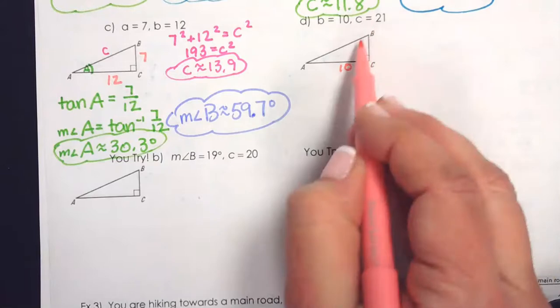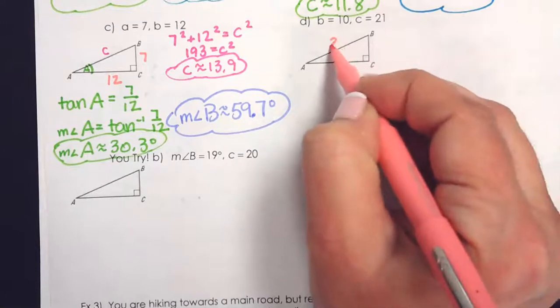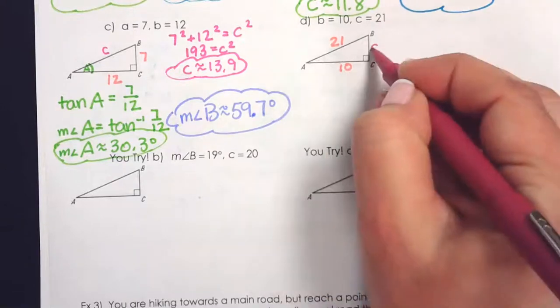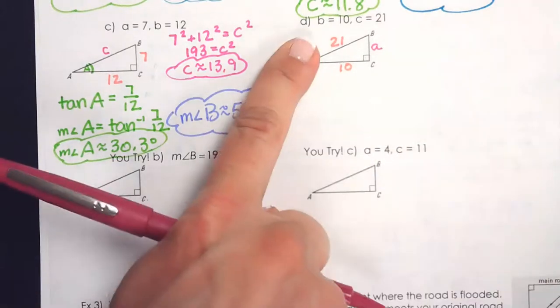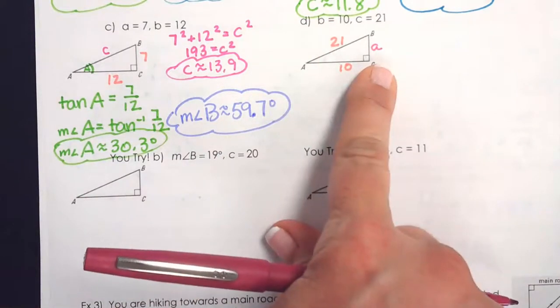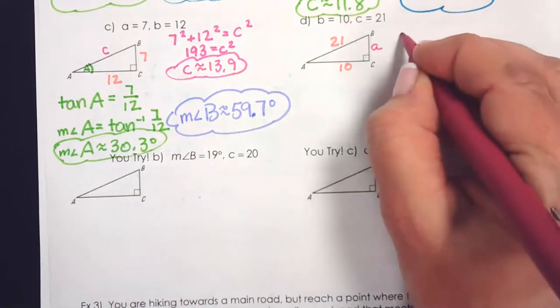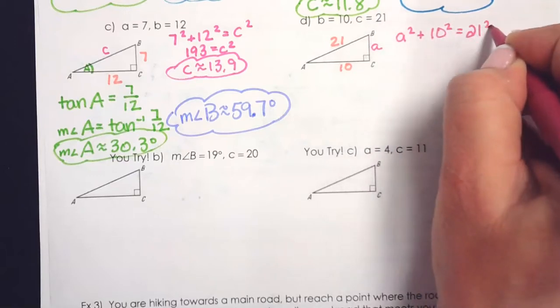All right, so letter D, we have that side B is 10. So across from angle B is side B, which is 10, and side C is 21. Once again, we could start by finding side A, because we know two of the three sides in the right triangle, but we are not going to say 21 squared plus 10 squared equals A squared. The hypotenuse has to be that C. Which one is the hypotenuse? The 21. So I have to take A squared plus 10 squared equals 21 squared.